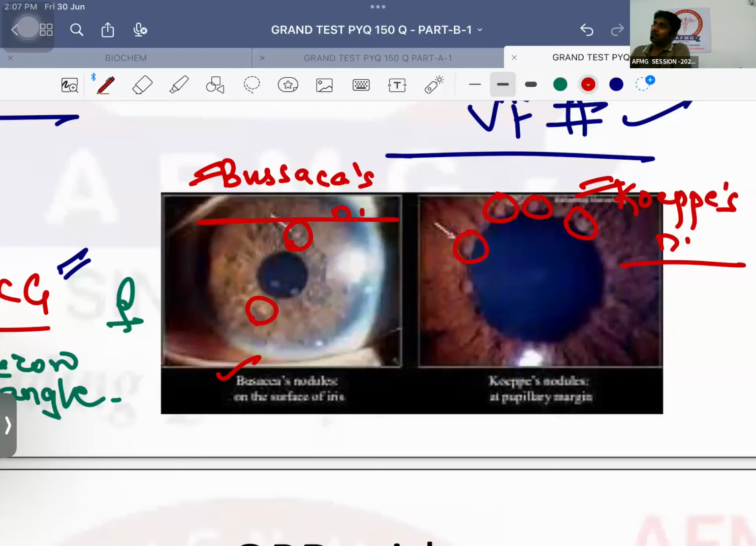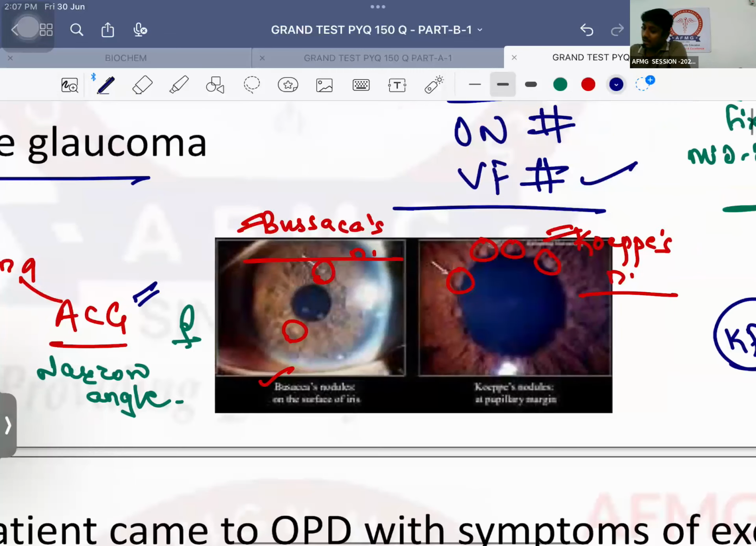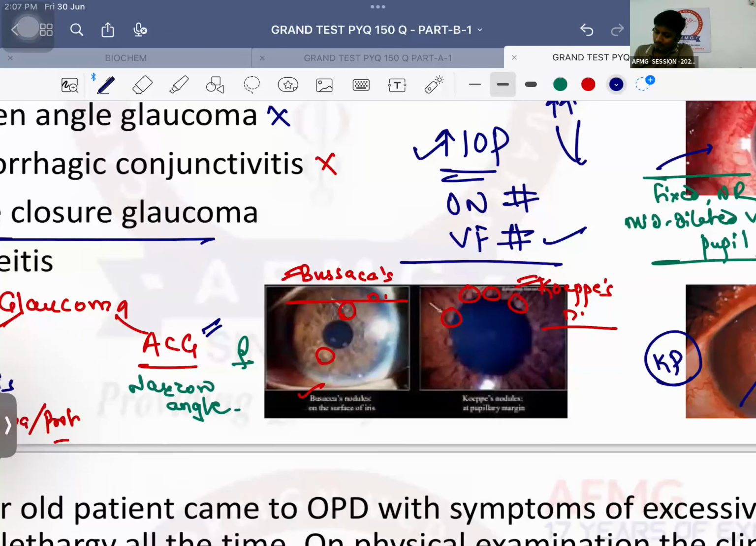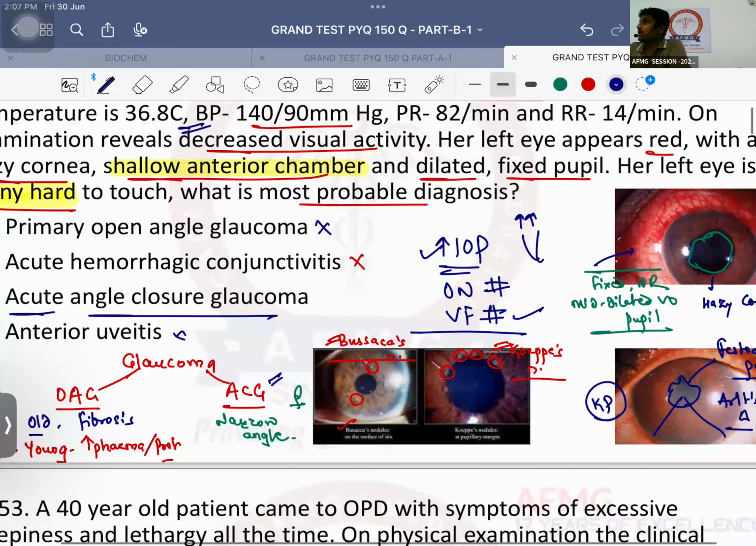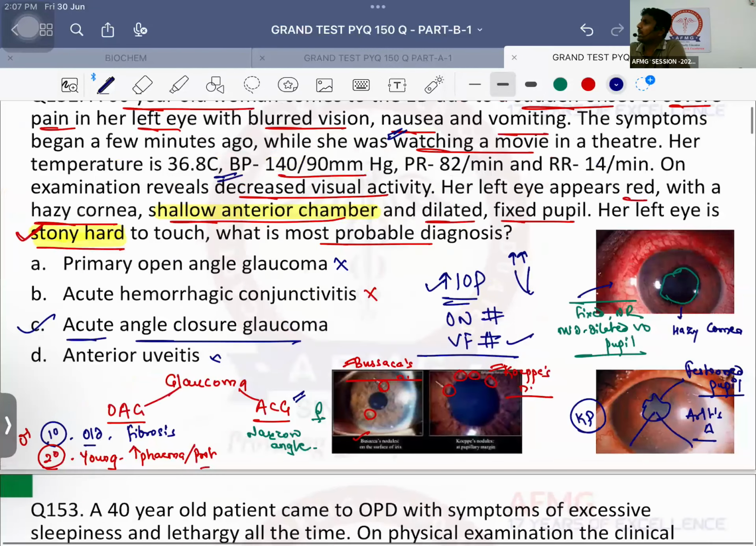So these are the characteristic features. Keratic precipitates, Arlt's triangle, festooned pupil, Busacca's nodules, Koeppe's nodules. None of them has been present over here. And in a case of anterior uveitis, the patient will complain of redness and so on, but more important, the patient will complain of extreme pain as well. There can be other inflammatory signs also. Okay? No issues with this, anybody? Most common cause of anterior uveitis is idiopathic. Please remember.